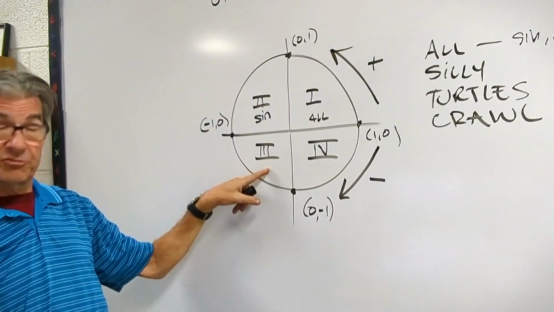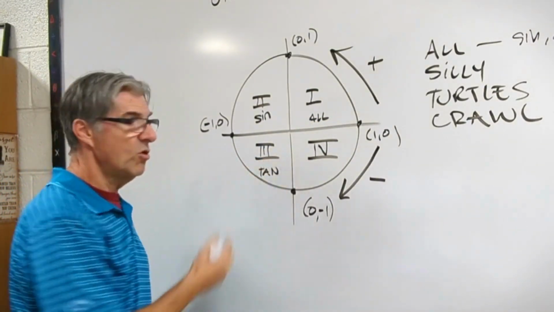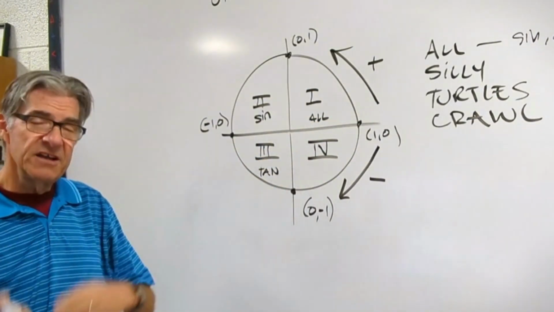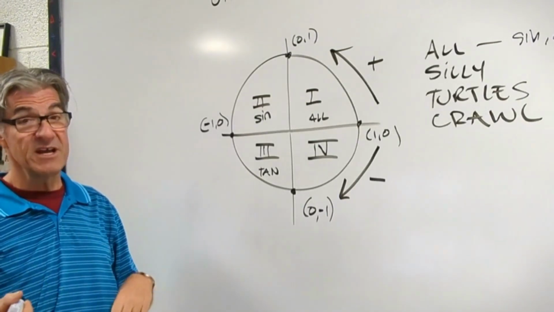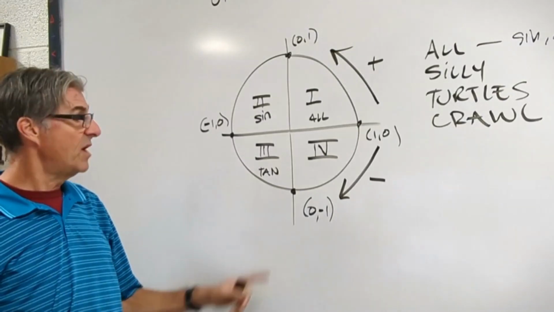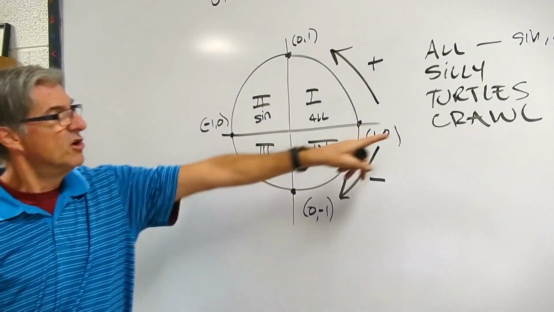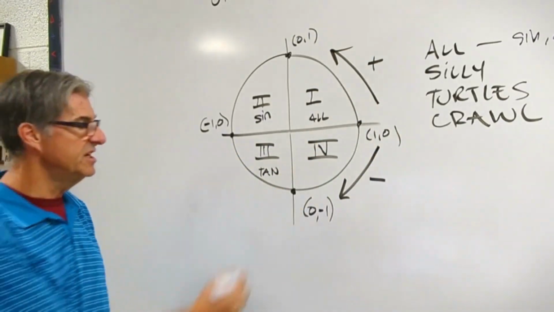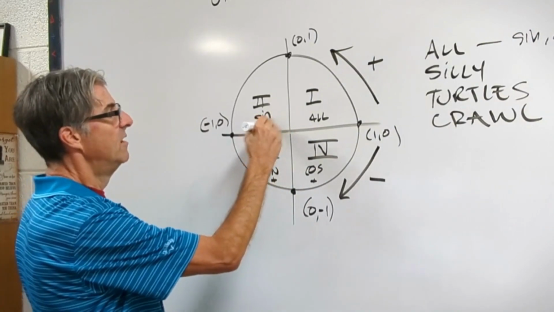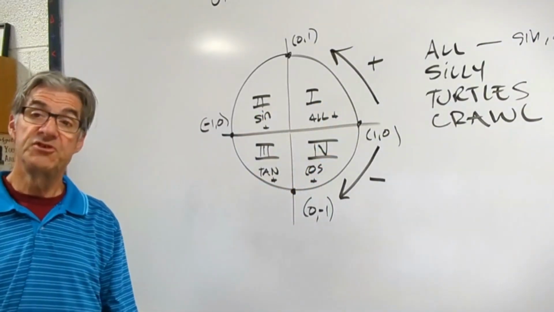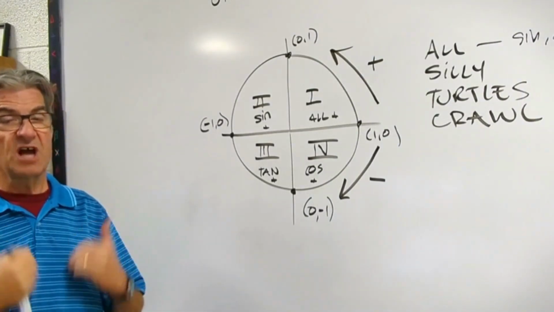Now in quadrant 3, we've got Turtles. That's tangent. Because in quadrant 3, both sine and cosine are negative, but you'll remember tangent is sine divided by cosine, and negative divided by negative is positive. So tangent is positive here. And then finally, Crawl stands for cosine, C. So here, cosine is positive. That helps you remember the sign of the trigonometric function based on the angle.